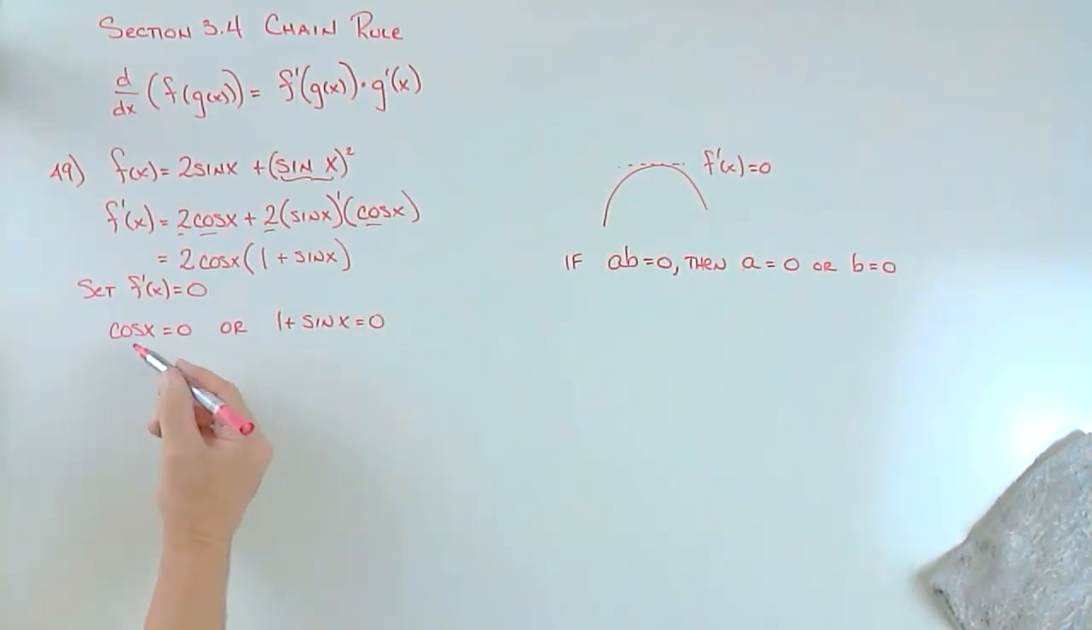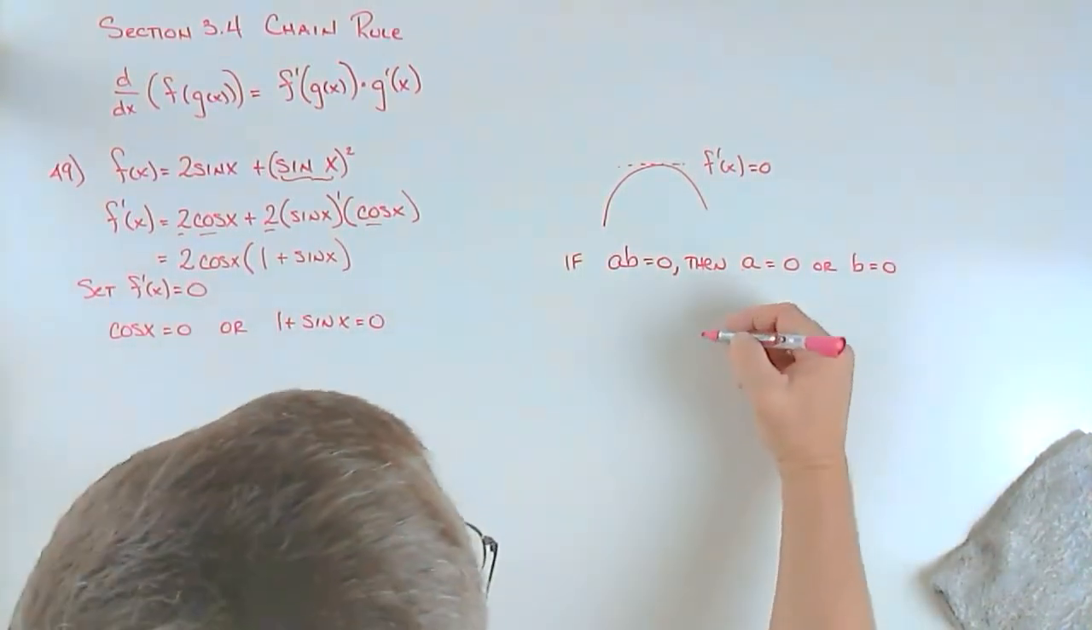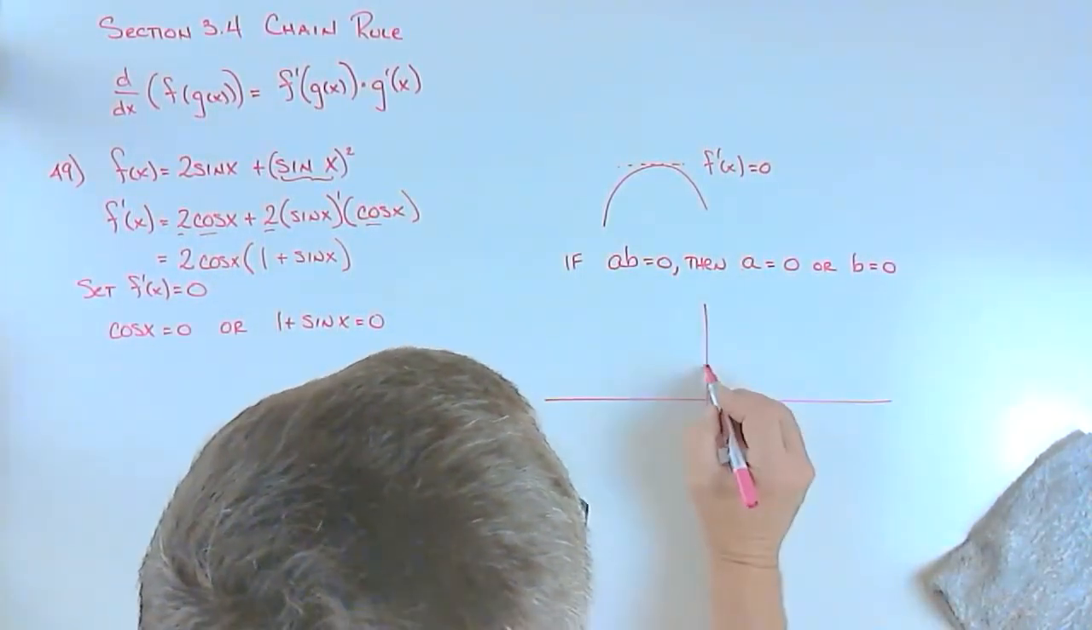Now, how do we know when cosine equals 0? Well, if we draw the graph of cosine, cosine goes like this.